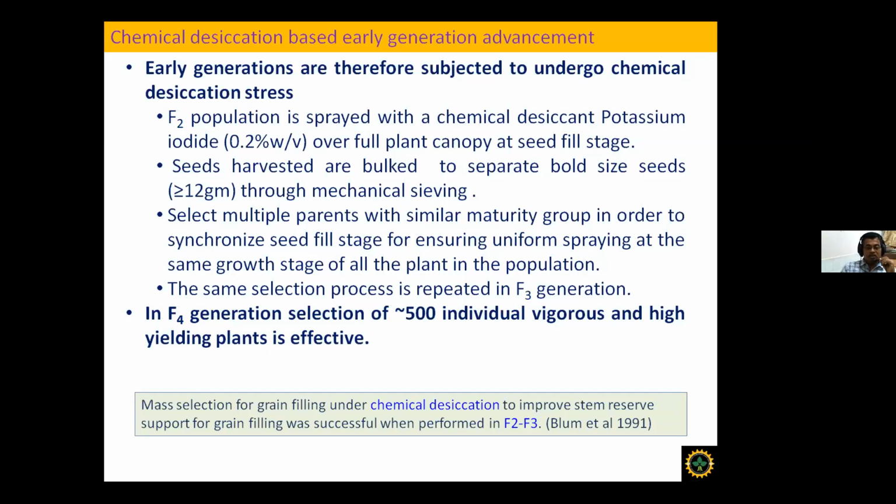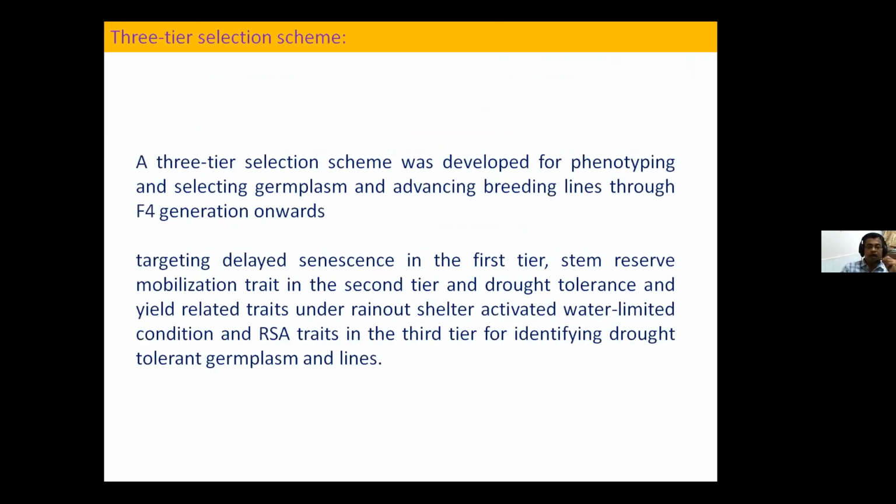So the same selection process is repeated in the F3 generation as well, and in the F4 generation, selection of approximately 500 individual vigorous and high-yielding plants is effective. This has already been reported by Bloom et al. in 1991, long back, that mass selection for grain filling under chemical desiccation to improve stem reserve support for grain filling was successful when performed in F2 and F3 generations. So a three-tier selection scheme is practiced after F4.